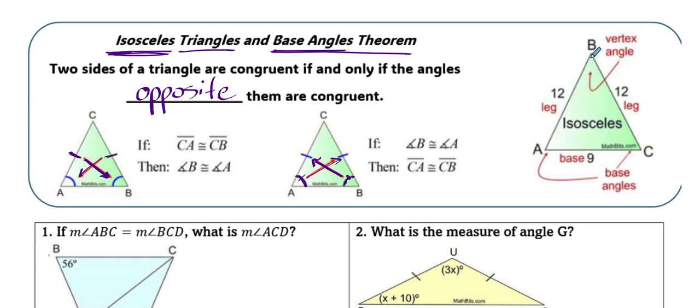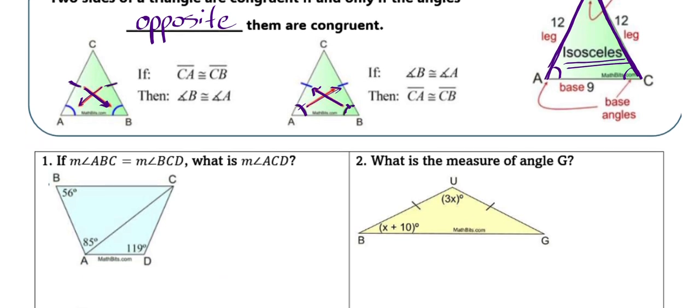The two sides that are congruent are called legs. The one side that's not congruent to those two sides is called the base, and the two angles that are at that base are called base angles. That is true in any isosceles triangle.